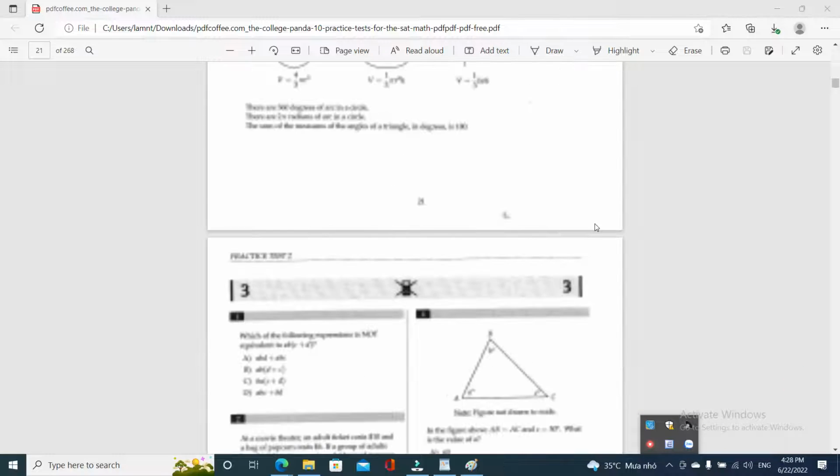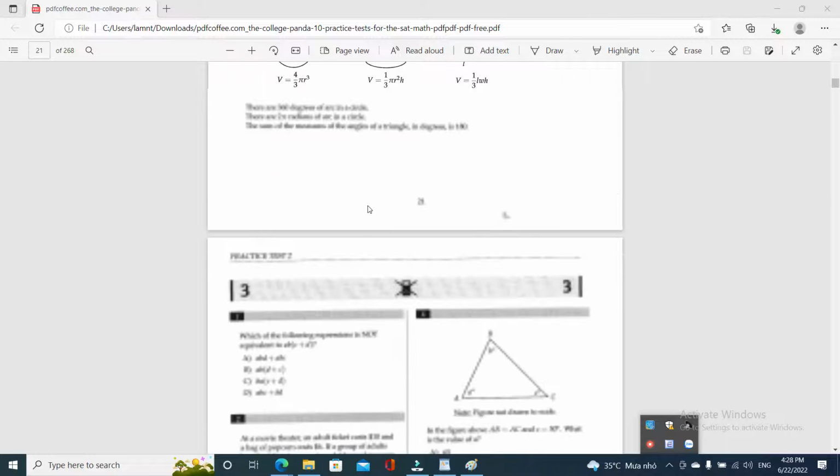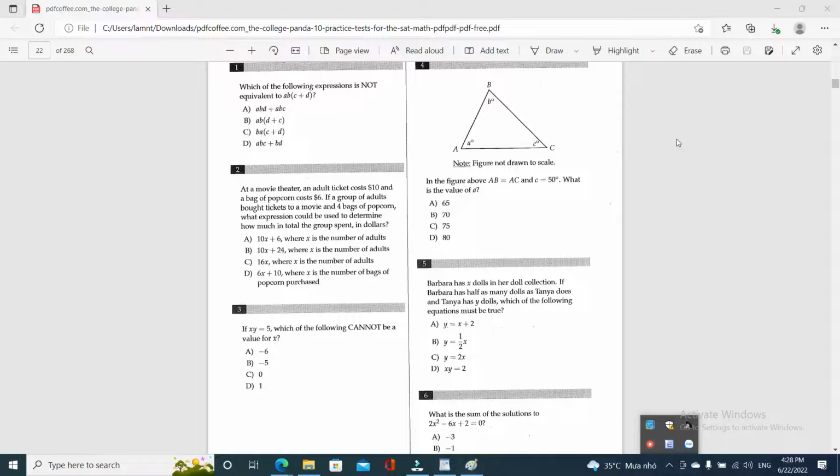So let's do section 3 first. Again, section 3 has 25 questions, 25 minutes for 20 questions. So that's more than a minute for each question. Alright, let's do number 1.